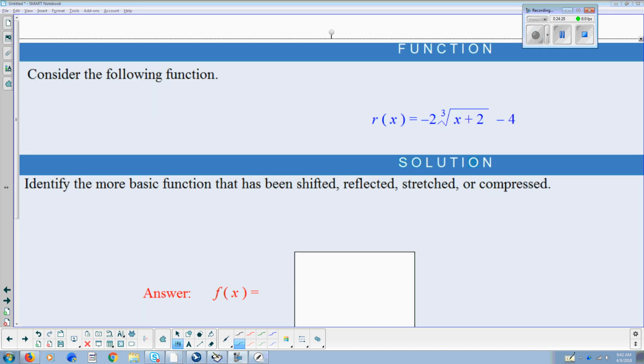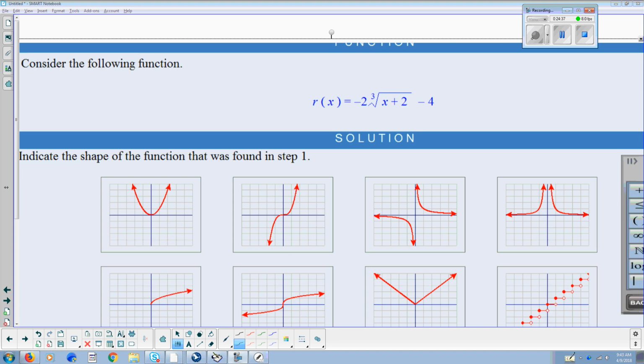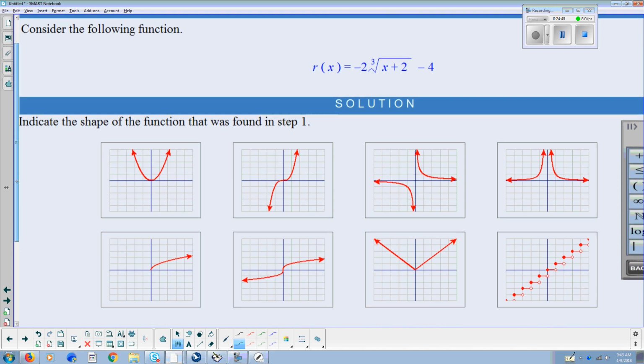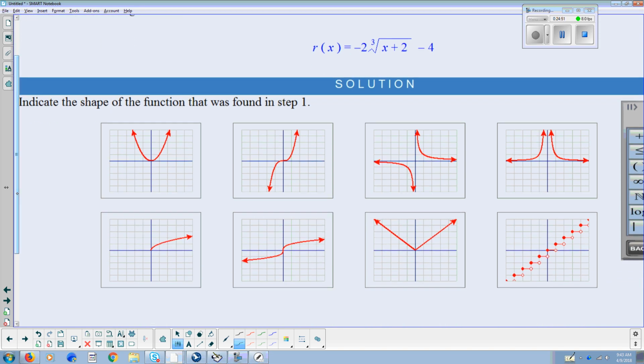Okay, next question. Considering the following functions, identify the basic function that has been shifted, reflected, stretched, or compressed. Cube root of x. Okay, next part of the question. It says, considering this function, indicate the shape of this function. What is the general shape here? And what we will do, since this is your review notes, and you know on the final you might get a different type of function, you might not get a cube root, we'll identify each of these shapes.